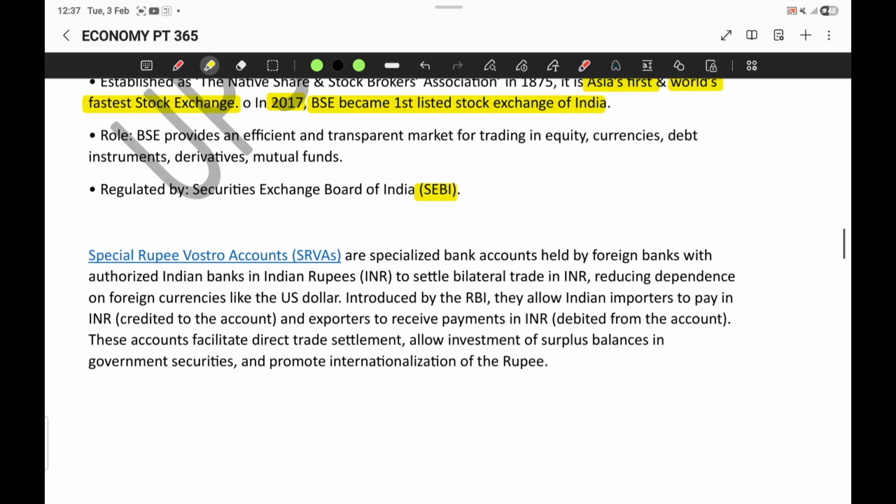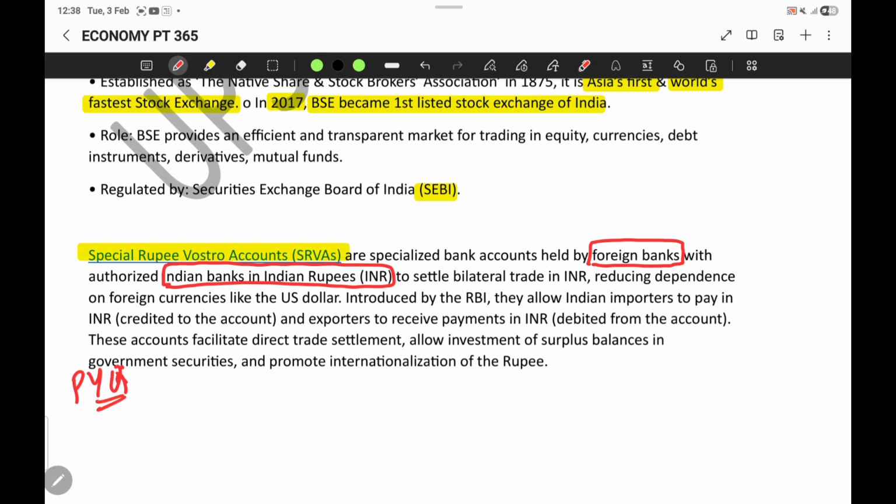Now we have the special rupee vostro accounts. A direct PYQ is there on this. Direct previous year question. So beautifully they have asked. Focus on this because you have to solve the questions later, right? Focus on this and see. Special rupee vostro accounts are specialized bank accounts held by foreign banks. Who is the holder of these accounts? Foreign banks, in accordance with authorized Indian banks, in Indian rupees.